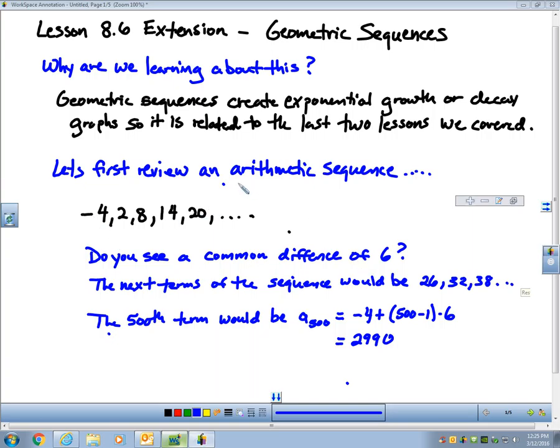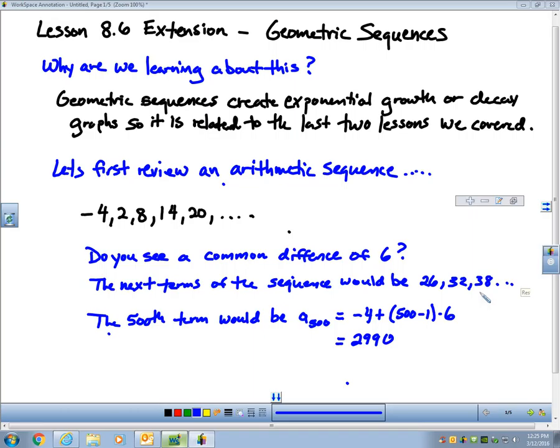Now that I've established this as an arithmetic sequence and that I'm always adding 6, I could easily find the next few terms of the sequence by just adding 6. 20 and 6 adds up to 26, 26 and 6 adds up to 32, 32 and 6 adds up to 38, and so on.